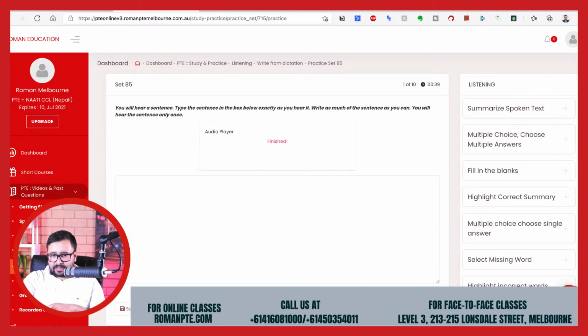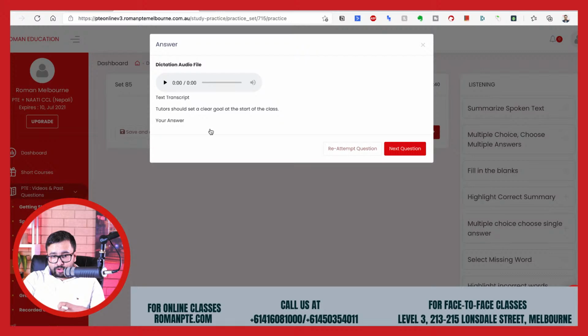Let's check our answer. Who? Tutors. What should they do? Should set a clear goal. When? At the start of the class. Now, close your eyes and try to remember this sentence in 3 phrases. Tutors should set a clear goal at the start of the class.